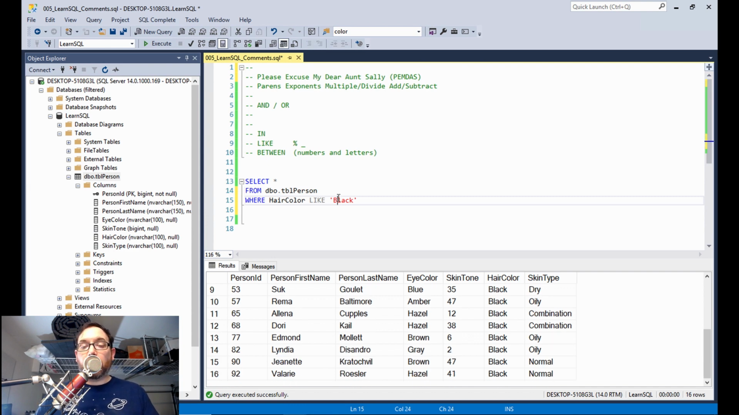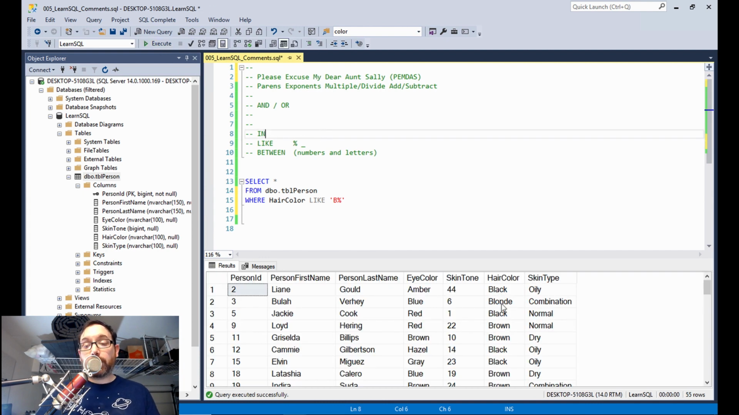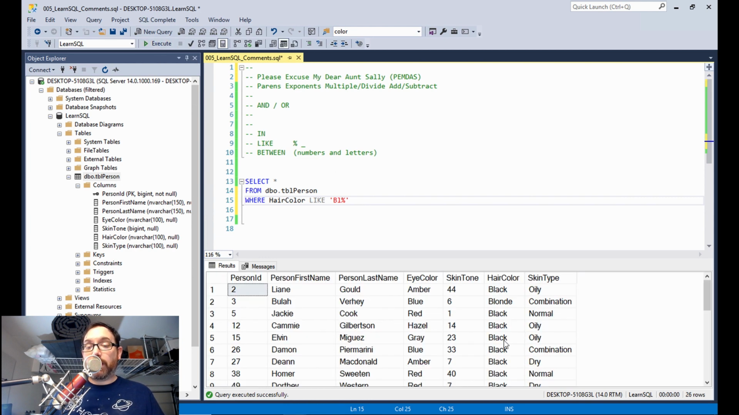But the LIKE statement, unlike equals, supports a wildcard. So let's say I wanted to say starts with B. Where hair color starts with B, I could say 'B%'. And that means the percent means there can be as many characters as you want, and we'll find it. Basically starts with B. So if I run this, I'll get black and blonde. So I can do LIKE 'BL%', because black and blonde both start with BL. And brown goes away because that was BR.